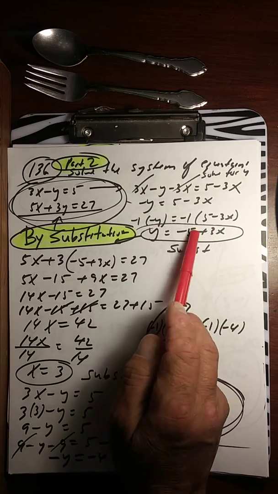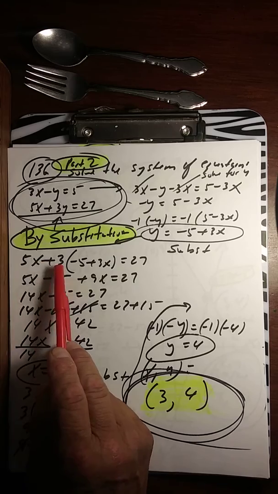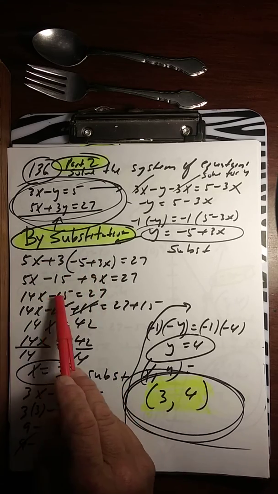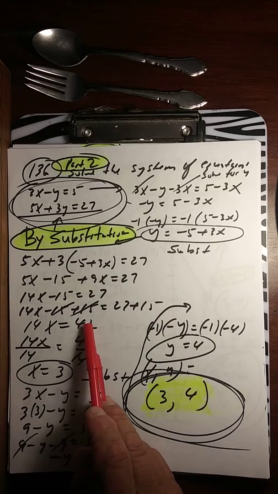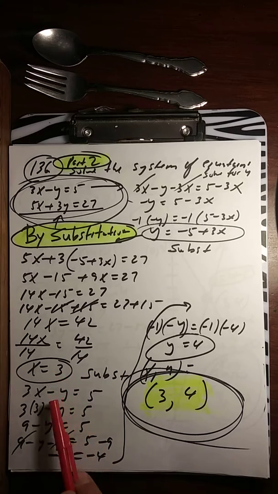We're going to put this back where? On the other one. So 5x plus 3 times this, that's going to be negative 15, 9x, this is 14x minus that, and then add 15, add 15. 14x is 42, divide by 14, so x equals 3. Put it back in the formula up there.